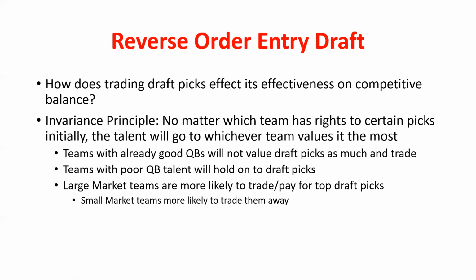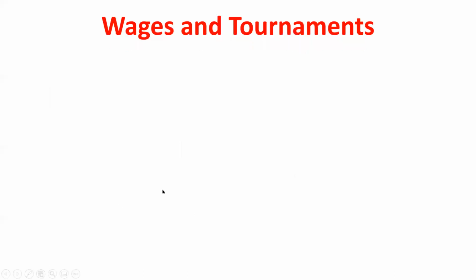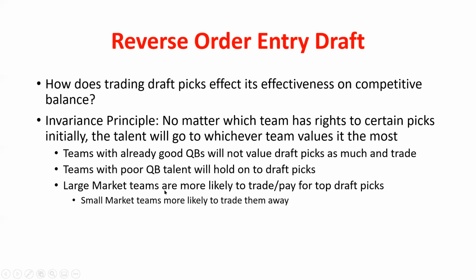We're also going to see market size play a role. Once again, in larger markets, the same player is going to be able to generate additional revenue in LA or New York that they can't in Cleveland. And so we'll see large market teams be more likely to be the ones trading up for picks. Any other questions or comments here about the reverse order draft before we keep moving?